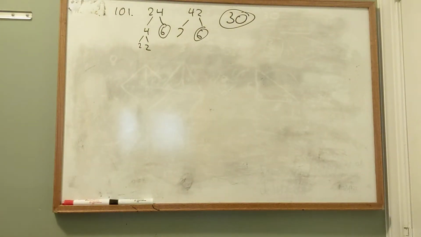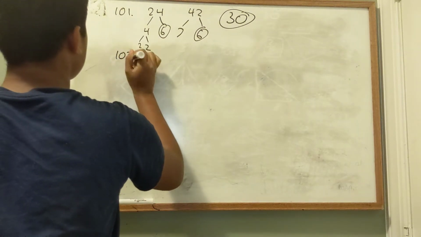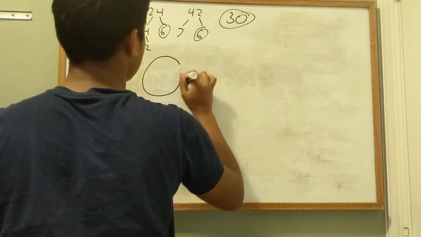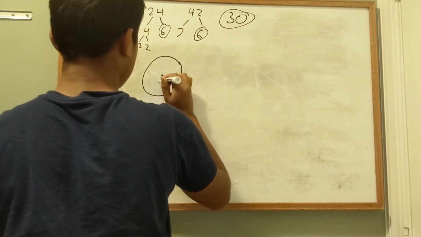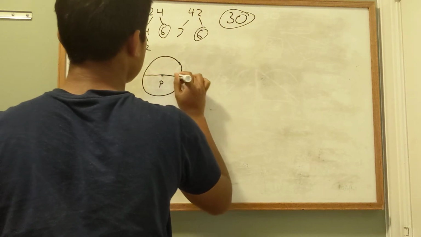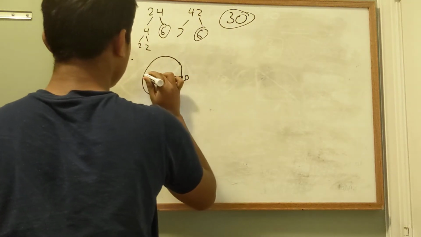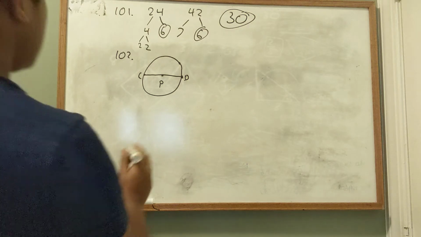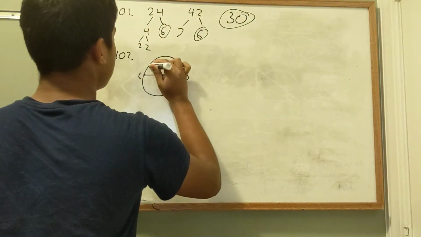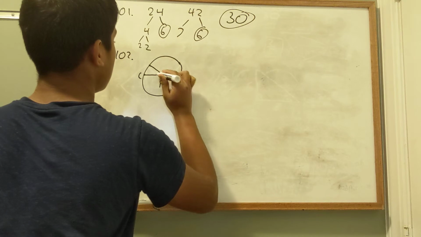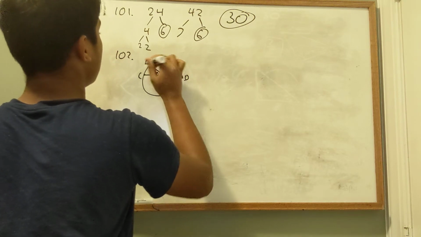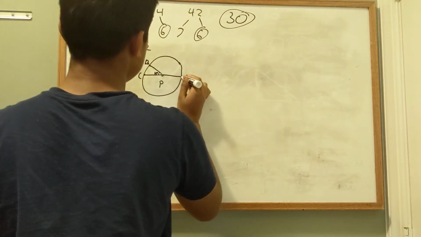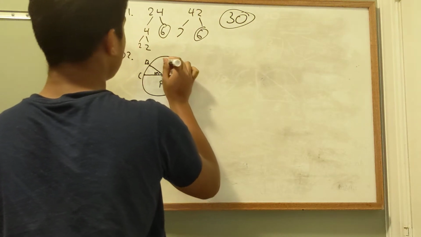102. So a circle P has a diameter CD. Let me draw this. Circle P means the center is P. It has a diameter DC. And then it says that point B is on the circle such that angle BPC is 30 degrees, so it's about here. And it also says AD runs parallel to it.